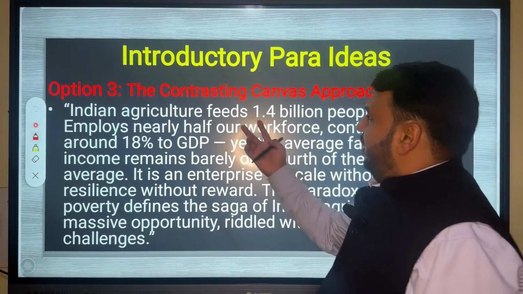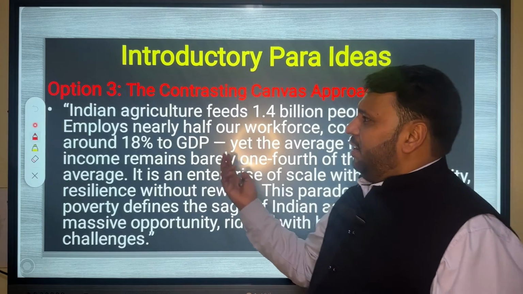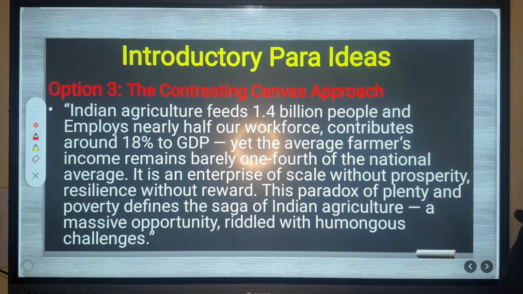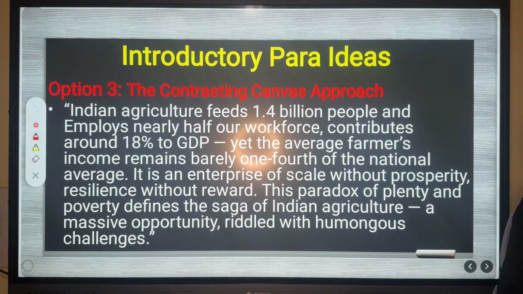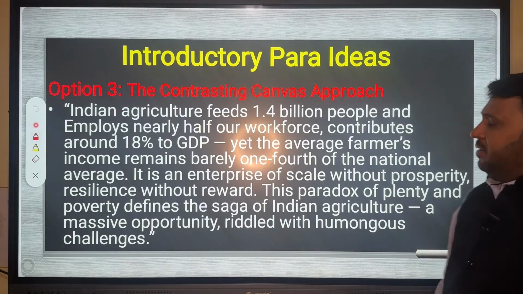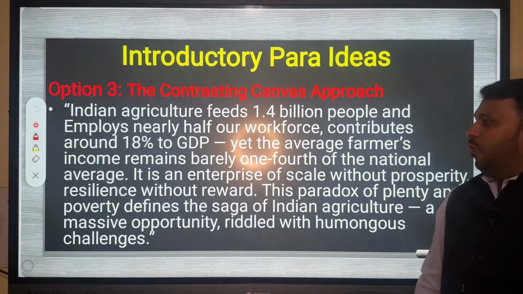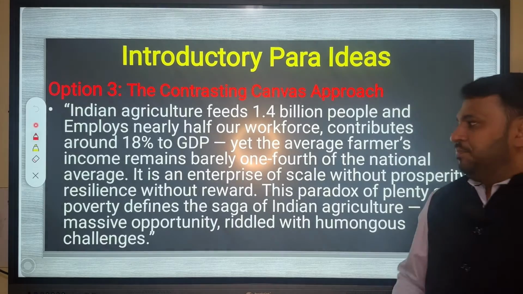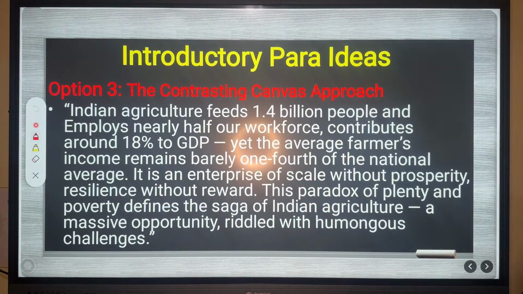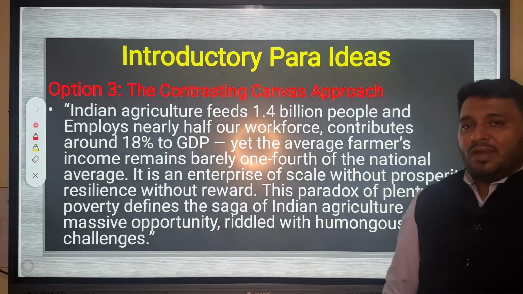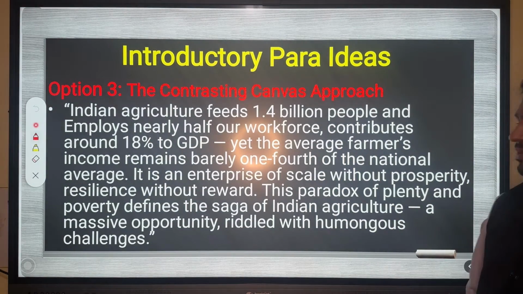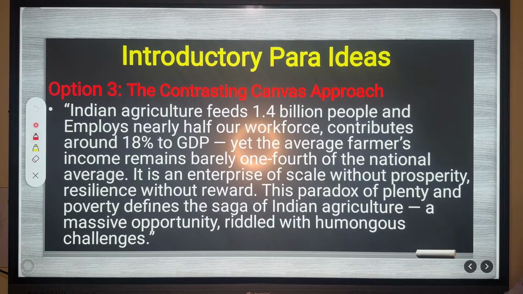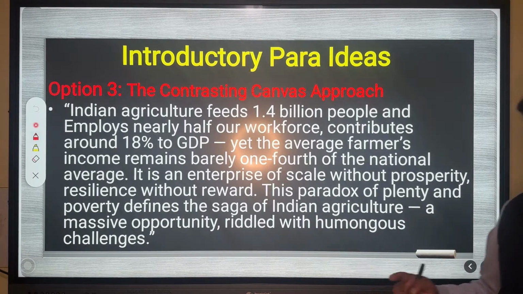Option 3 can be a contrasting canvas approach, wherein we can say that Indian agriculture feeds 1.4 billion people, employs nearly half of the workforce, and contributes around 18% to the GDP. Yet the average farmer's income remains barely one fourth of the national average. It is an enterprise of scale without prosperity, resilience without reward. This paradox of plenty and poverty defines the saga of Indian agriculture, a massive opportunity riddled with humongous challenges.